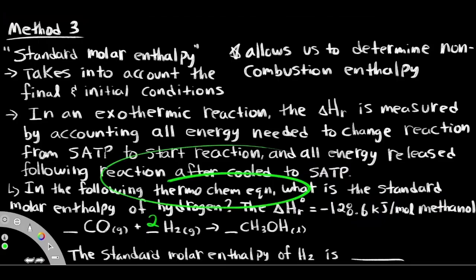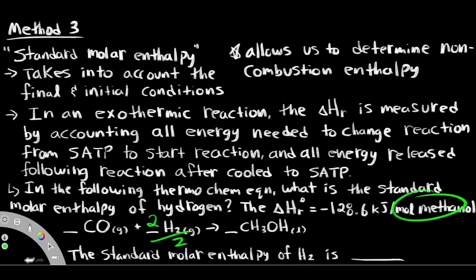But the question is asking for the standard molar enthalpy of hydrogen. Well, for every mole of hydrogen that is being burned to create that, we have 2 moles as a coefficient here, so I just have to divide by 2, so I just get 1 mole of the hydrogen, but it has to be proportionate to the methanol, so I have to divide it by 2 over here, so I end up getting negative 64.3 kilojoules.